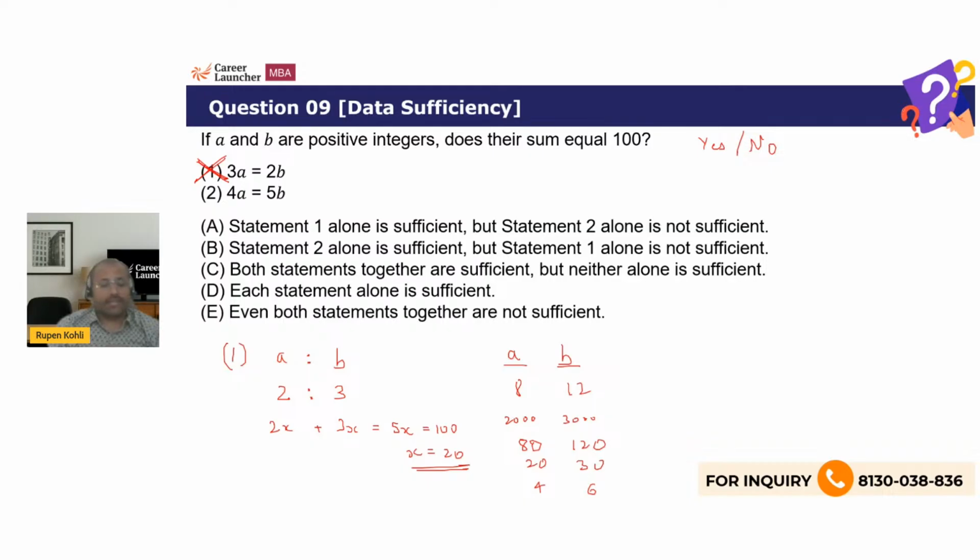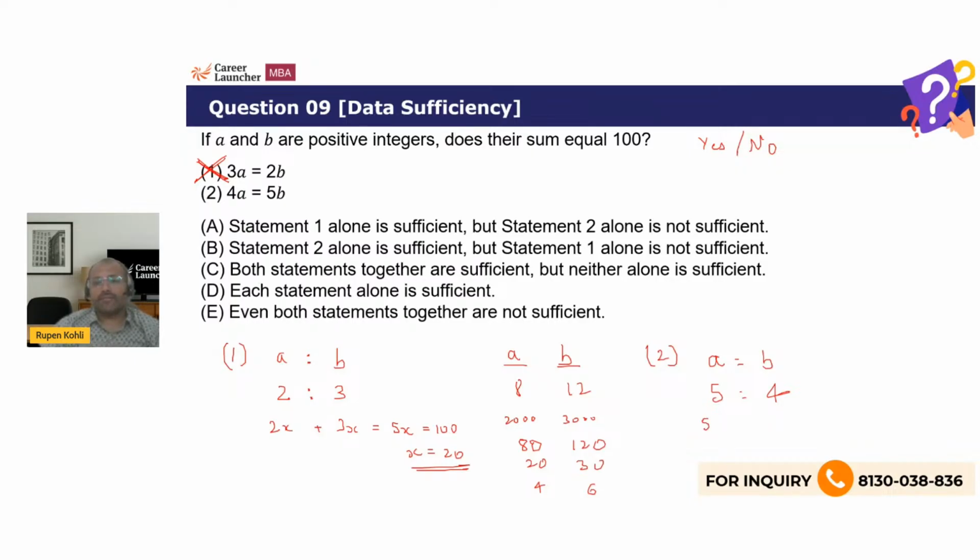What about the second statement? From the second statement, you're getting the ratio of a to b as 5 to 4. Could their sum be 100 if they are in the ratio of 5 to 4? Can you split 100 in the ratio of 5 to 4? 5 plus 4 is 9. Does 9 divide 100? Is 100 a multiple of 9? No. So could a and b, their sum, be 100? No. It can never be.